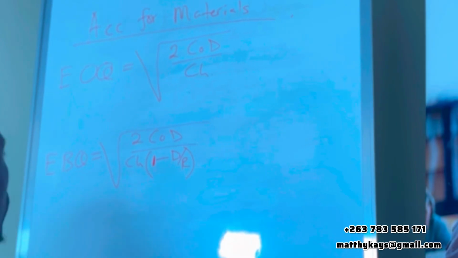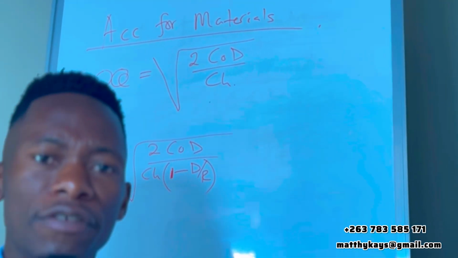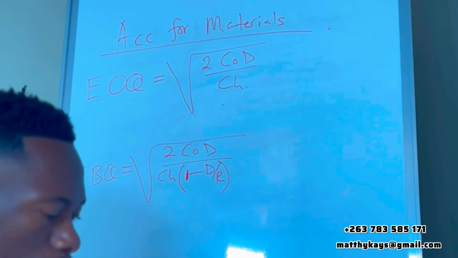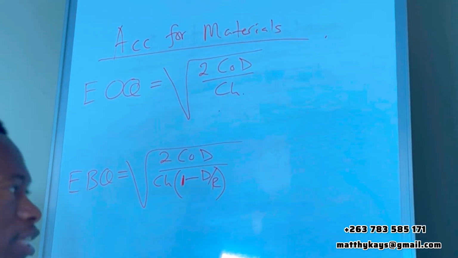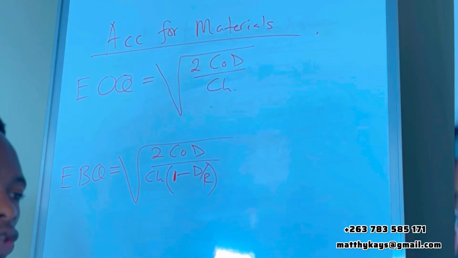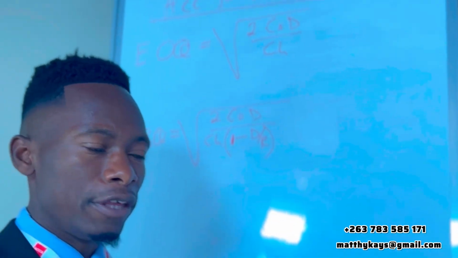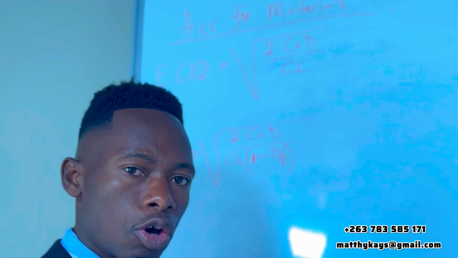This is what we have, the EOQ and the EBQ. These two formulas will be given in the exam. The economic order quantity. What are we saying? Economic order quantity is calculating the quantity that will be cheap for the company when purchasing from a supplier. The quantity that is economic.